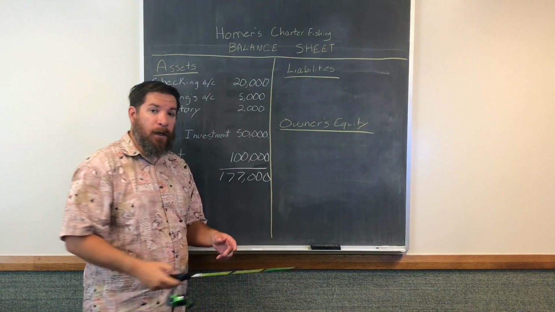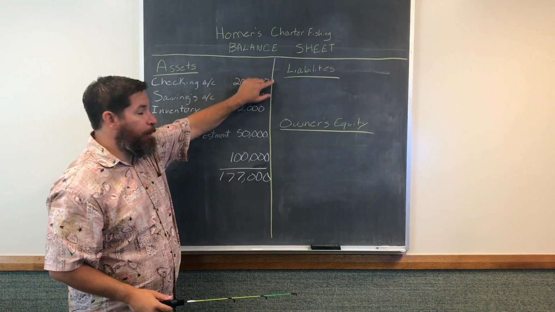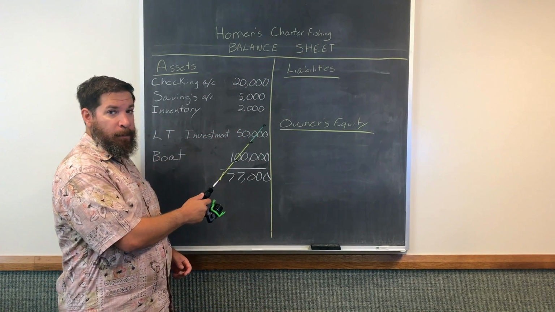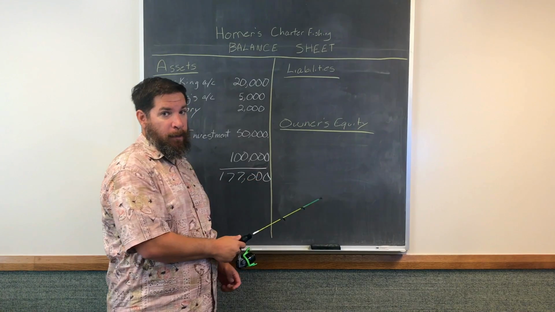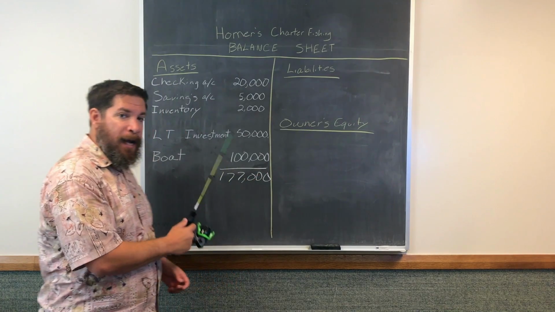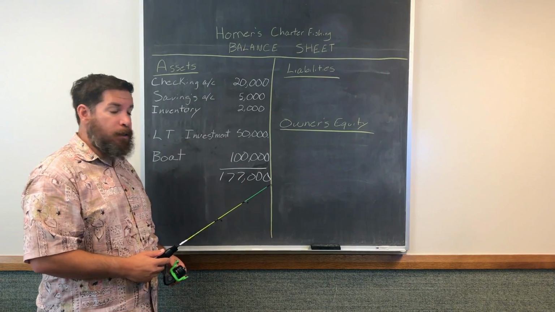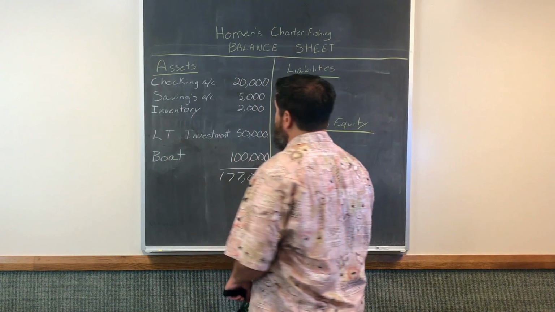Now the reason that this is called the balance sheet is because of this line right here. Everything on this side of that line must equal everything on this side of the line. So now that we have our assets in order, we now need to determine who are the true owners of these assets. So we're going to look at each asset one by one.